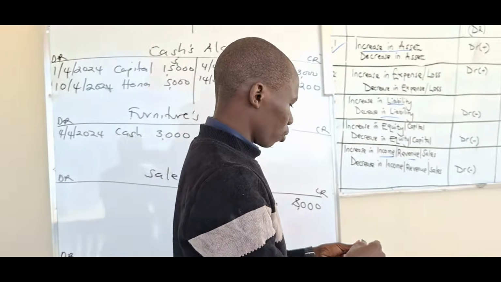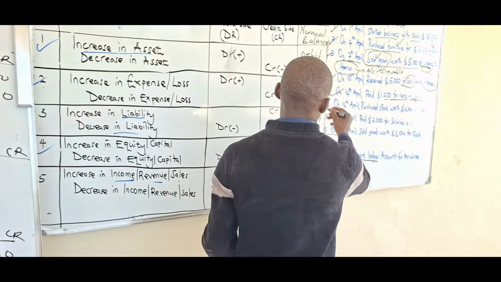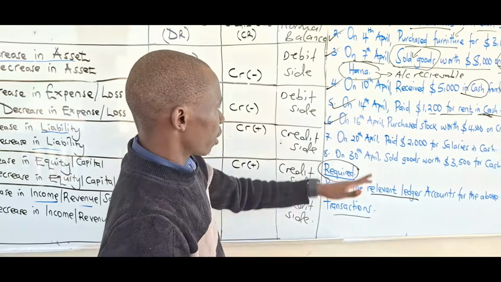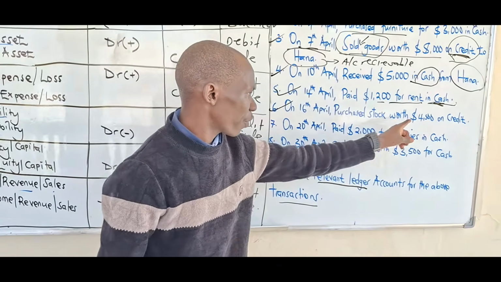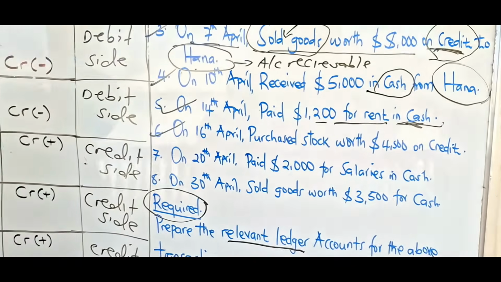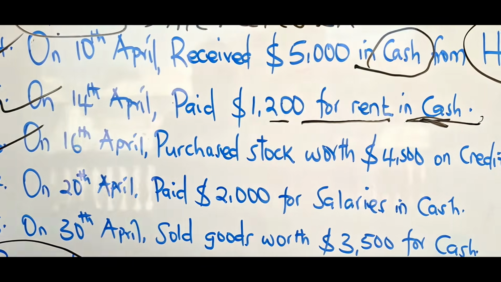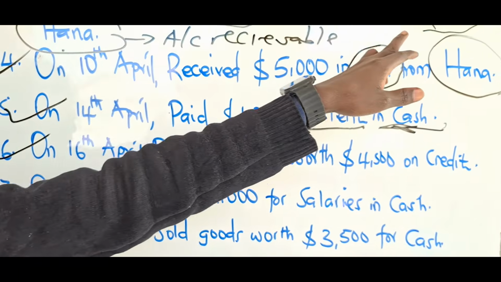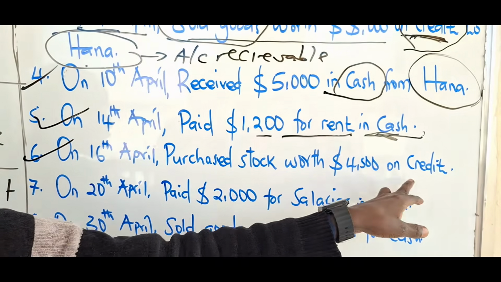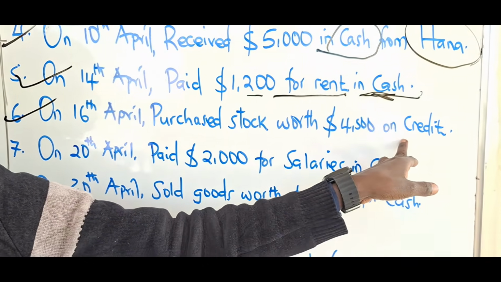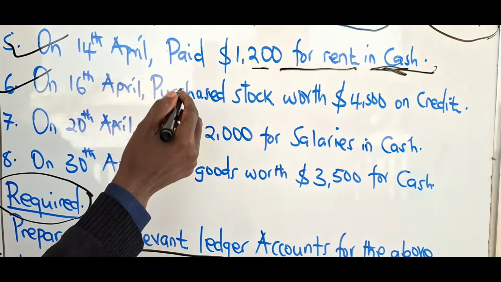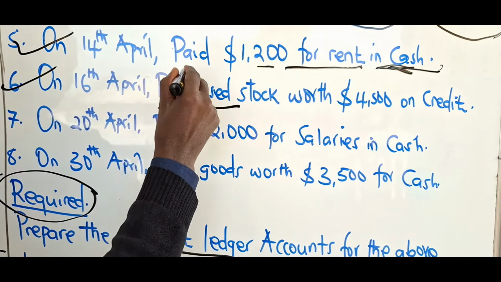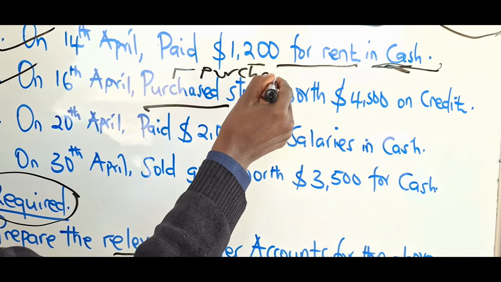Let's look at another transaction here on the 16th. On the 16th, purchased stock worth 4,500 on credit. Now, here they told us you bought on credit, but they have not told us where you have bought it from. The moment they don't identify where you have bought it from, we shall identify two accounts here. One, purchases. We have purchases here.